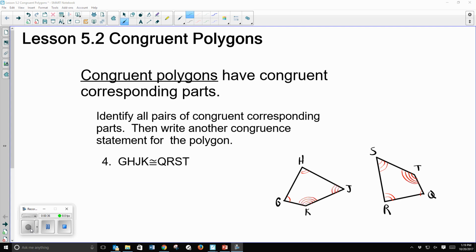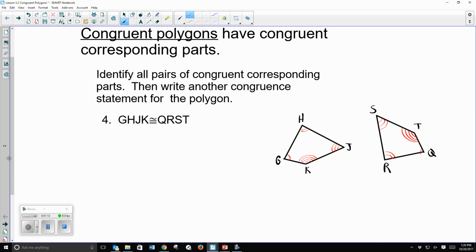By the way, what kind of polygon do we have here? It looks like a pentagon. How many sides does a pentagon have? And how many sides does this have? Four. But it looks like five at first glance, doesn't it? But it's not. Thank goodness it only has four, because we're having to name all of the corresponding parts, and it would be that much more to name.